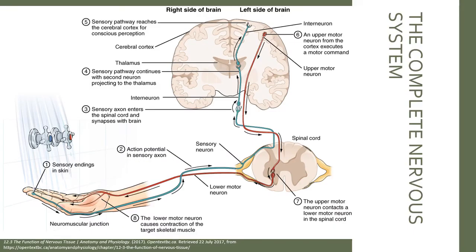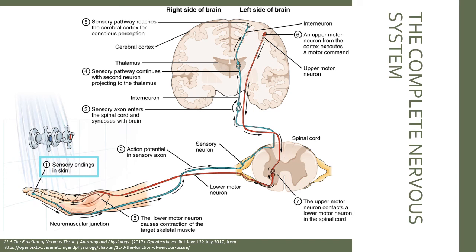So I thought we should end by walking our way through a classic neural pathway so you get a sense of how all these parts come together. In this example, we start with sensory nerve endings in the skin. In this case, we're detecting water on the hand.